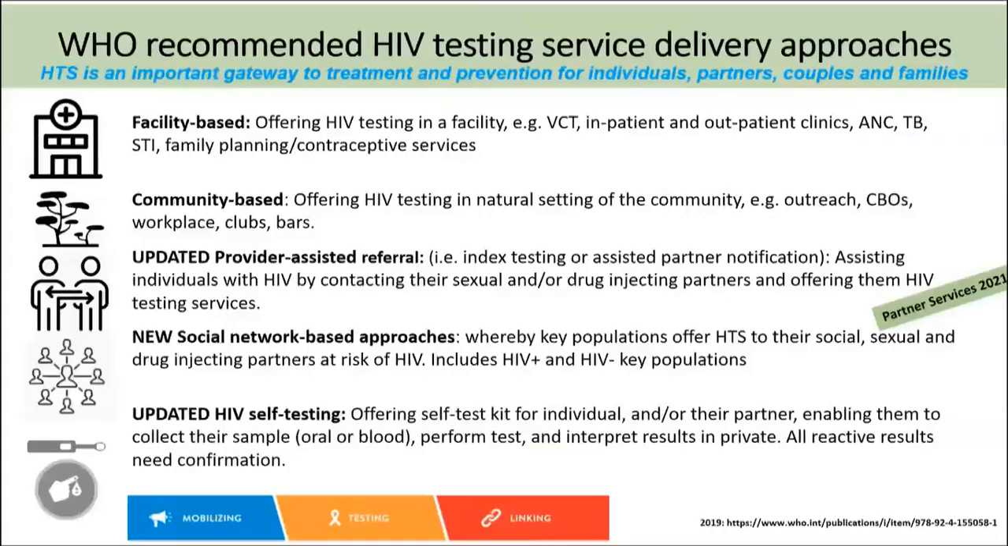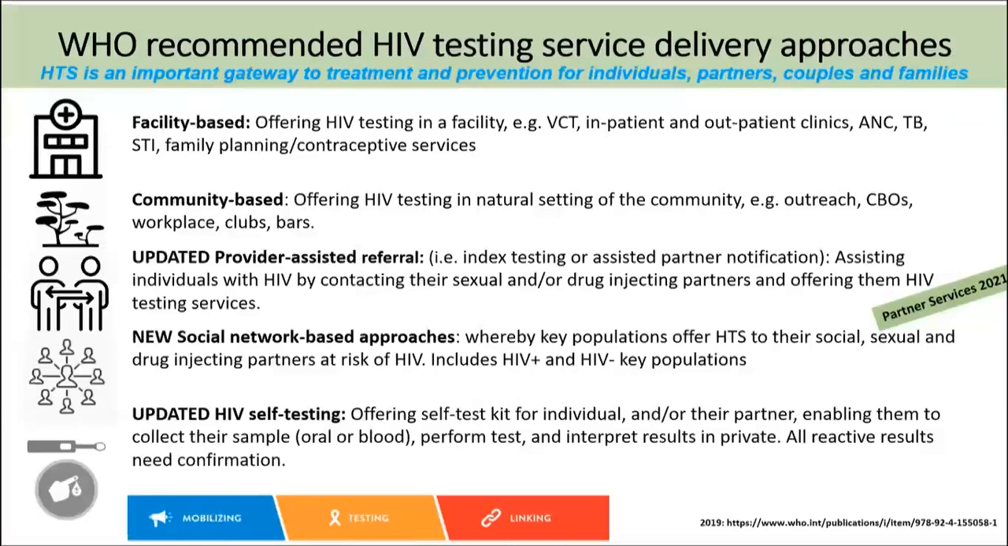So these are the WHO recommended HIV testing services delivery approaches. At the facility, at the ICTC, we can offer HIV testing to all the clients who are coming from different inpatient or outpatient departments, or from ANC or TB clinic, or from STI clinic or contraceptive services. So we can provide HIV testing services to them. Again, to reach the people who are not able to reach the facility, we can expand our community-based sites in the community through community-based organizations, or at the workplace, or through the clubs or bars.